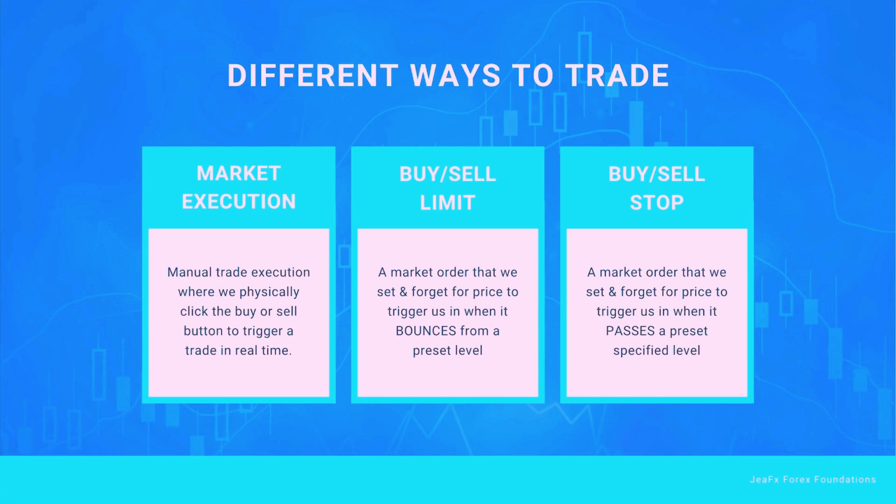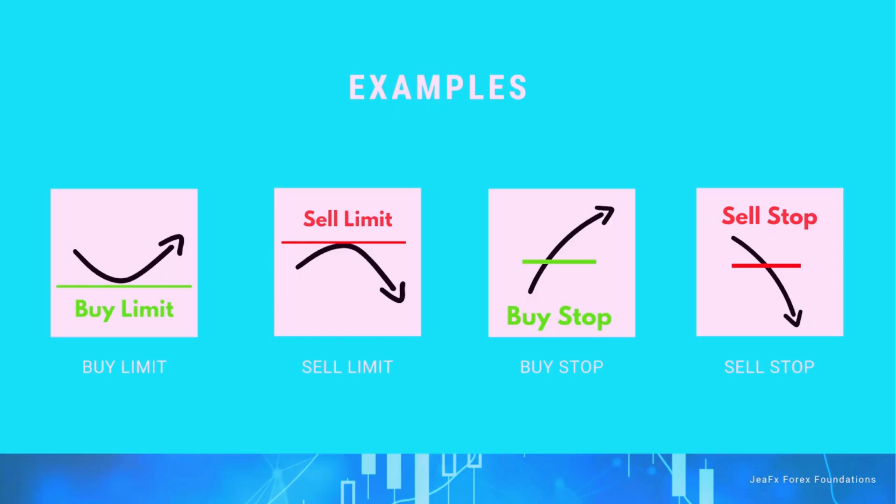We have different ways to trade, different orders, and of course market execution. So we can either wait for an order to be triggered, which would be the buy and sell limits and stops, or we can simply execute a trade in real time using a manual market execution. So there's a quick graphic re-showing the buy, sell, limits and stops.